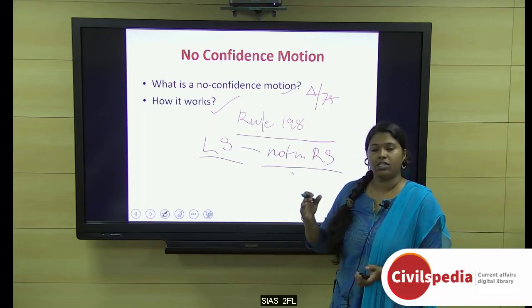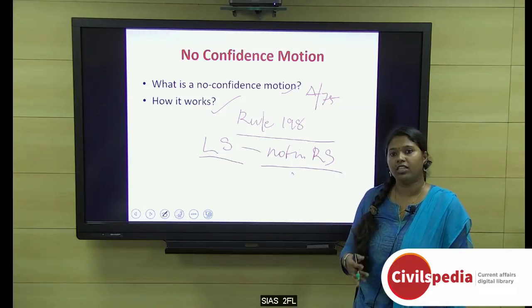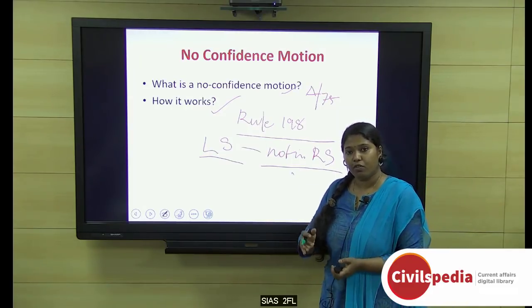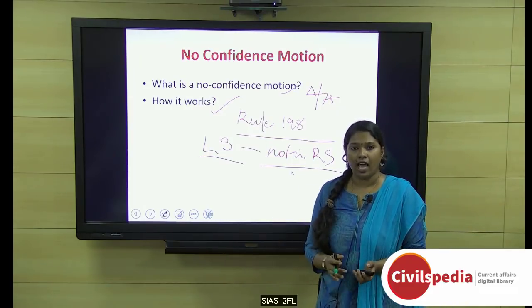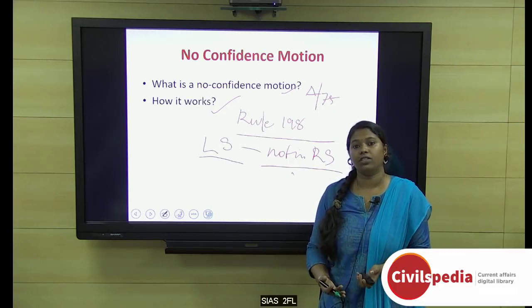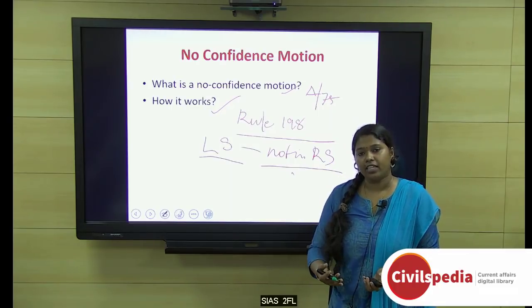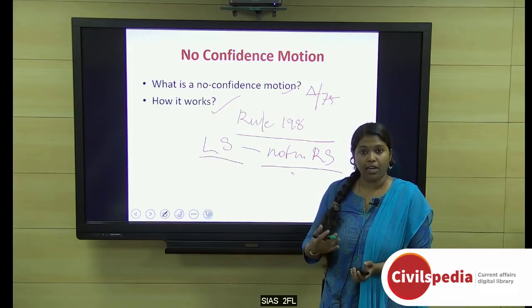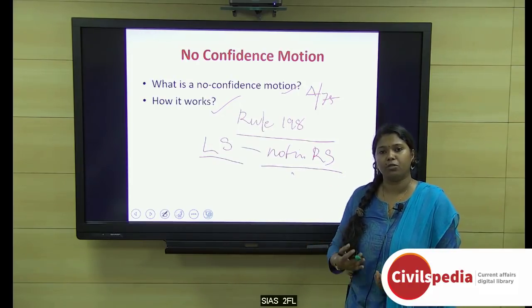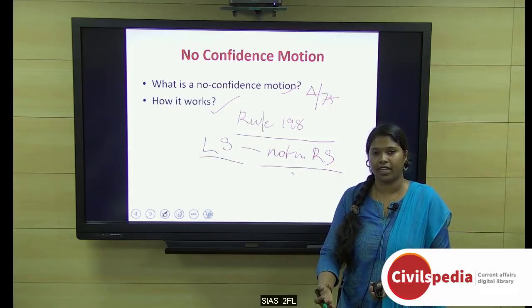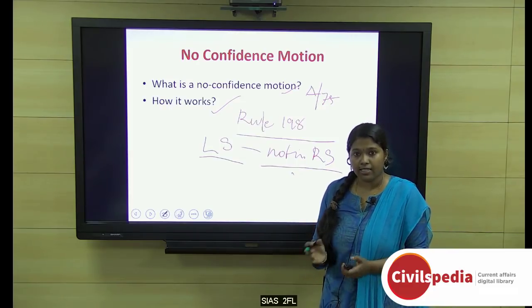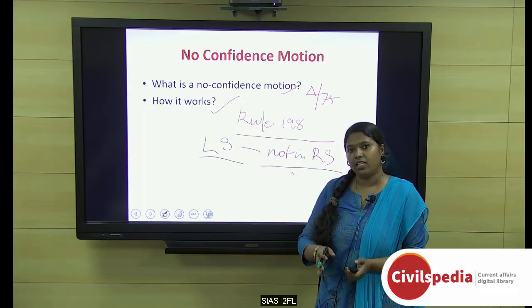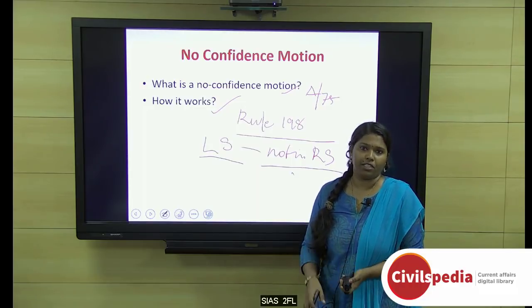The member who is planning to move this motion should give a written notice before 10 AM to the Speaker, and then the Speaker will read out this notice in the Lok Sabha, and if 50 members are supporting it, the Speaker can admit it. Once it is admitted, the Speaker will announce the date for conducting the no confidence motion, and this date should be within 10 days from when the motion was admitted.